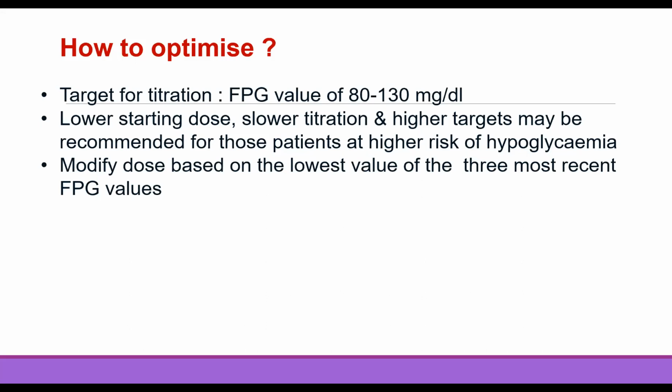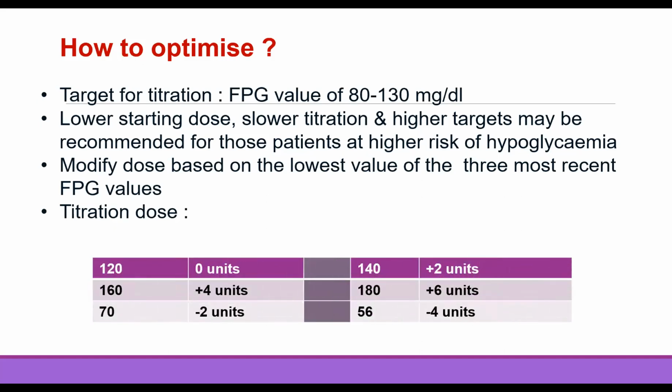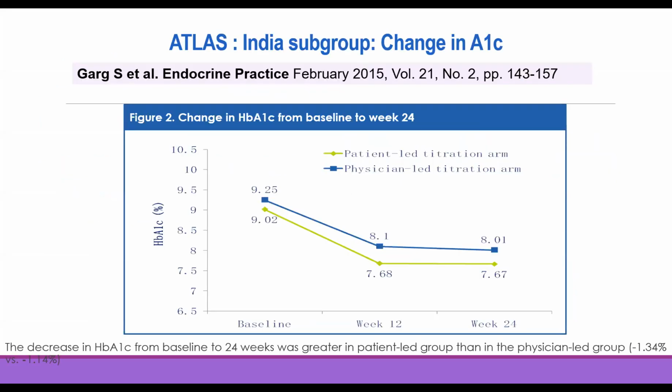And then we have to modify the insulin dose on the basis of the lowest value of the three most recent plasma glucose values. There are a lot of titration algorithms available on the net. I use this one, as I have already discussed beforehand, because it is easier to remember. With 140 we increase by 2 units, 160 we increase by 4 units, 180 we increase by 6 units, and if it is 70 we decrease by 2 units, if it is 56 or lower we decrease by 4 units. This titration algorithm I use in my clinical practice.